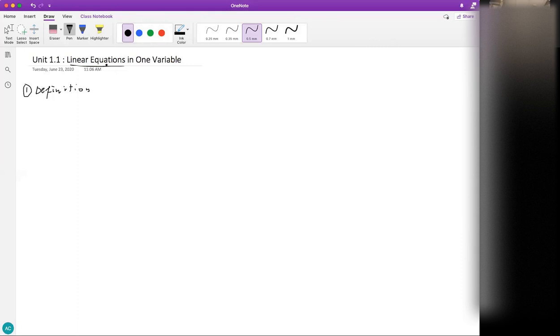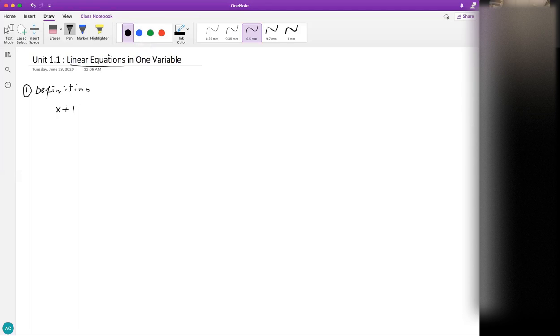Okay, so we need to define linear equations. So basically, first let's review what we saw last time, the terminology, algebraic expression. As I said, it's just a combination of numbers and letters together that makes an algebraic expression. So this is an expression.